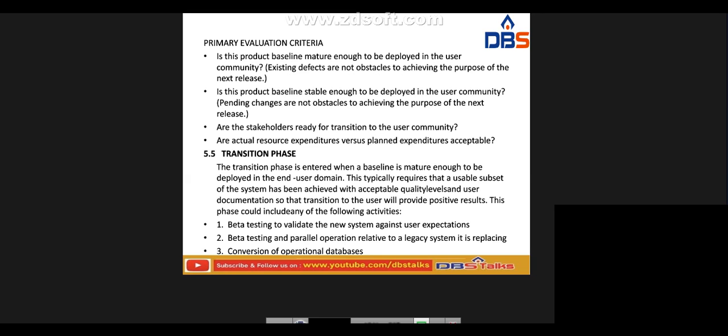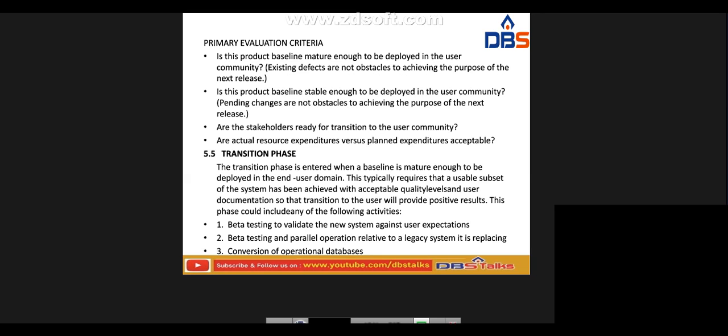If any problem occurs, maybe with quality or a feature of the product, it will not give positive results. So everything will be perfectly deployed, and the user will give positive results. So this phase could include the following activities.